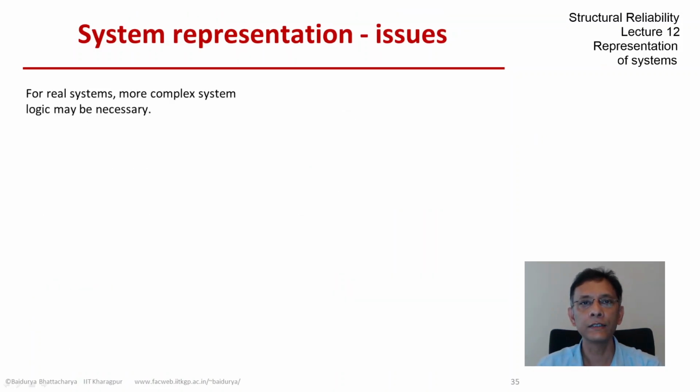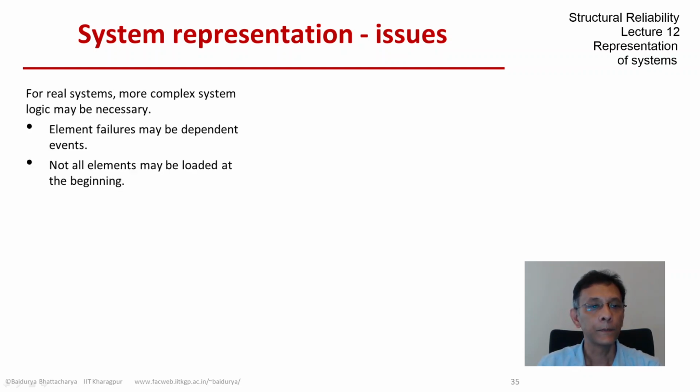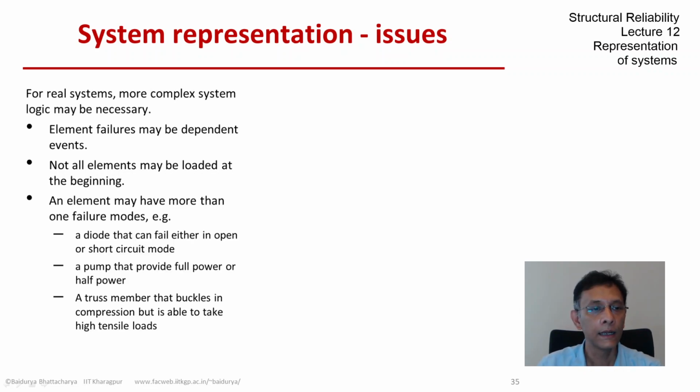So for real systems, more complex system logic may be necessary in most cases, because, as we said, element failures may be dependent events. Not all elements may be loaded at the beginning. So these are the different situations which would require more complicated modeling.